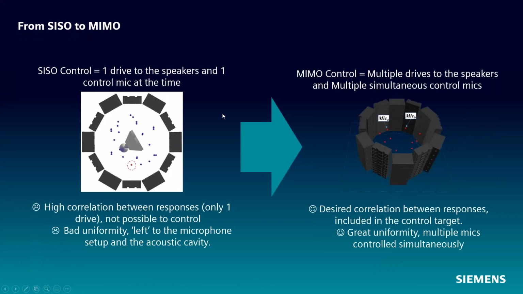Now, the other thing to mention is reverberant chambers are typically SISO control, which means single input, single output. So you have one drive out to the horns in the reverberant chamber, and you have these microphones that get averaged together into some control spectrum, and it's much like a single axis shaker test.